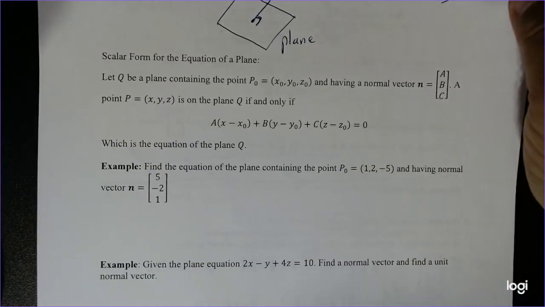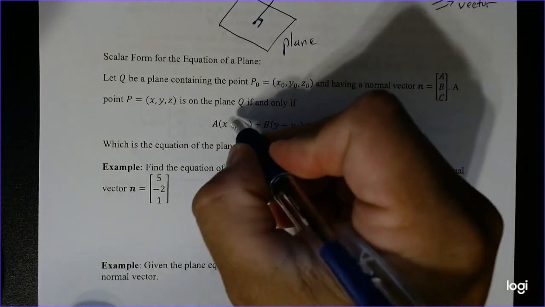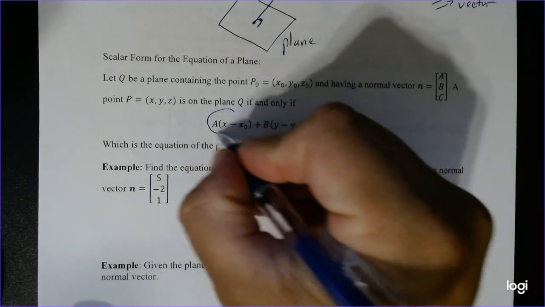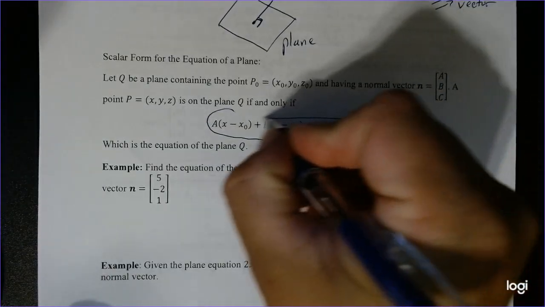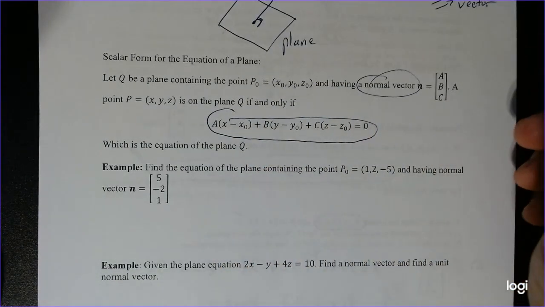Okay. So the formal definition: let Q be a plane containing the point P naught and having the normal vector A, B, C. A point P is on the plane if we have this situation happening. Again, the key thing is the normal vector, perpendicular.